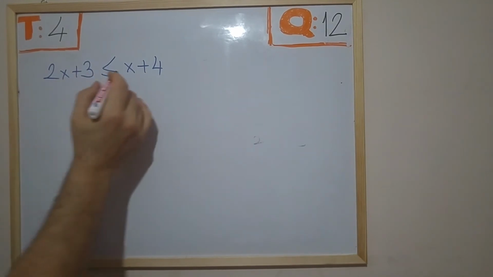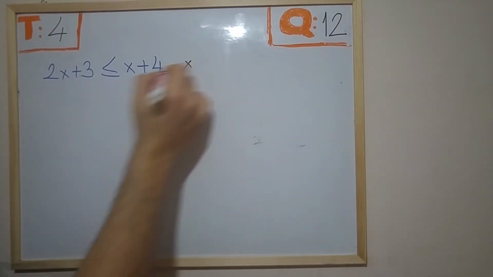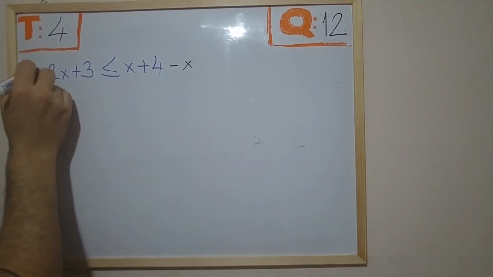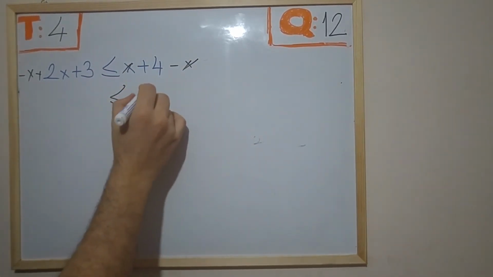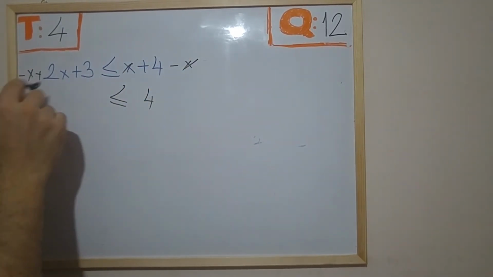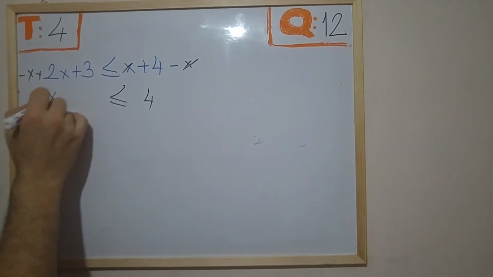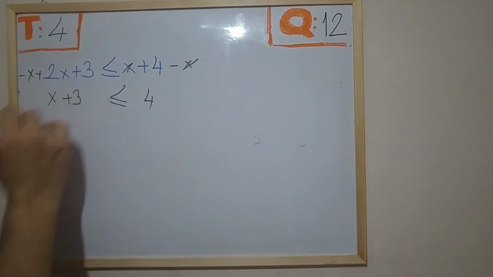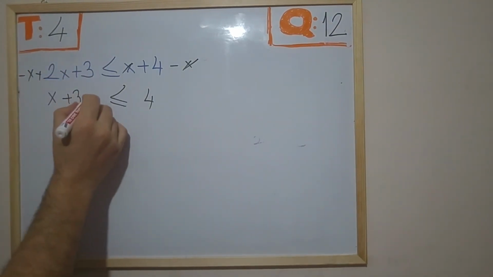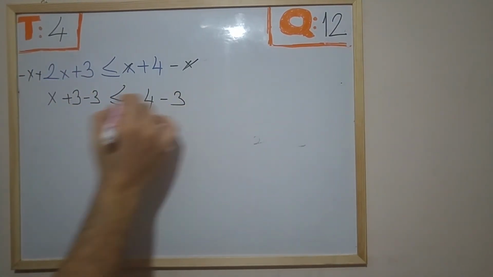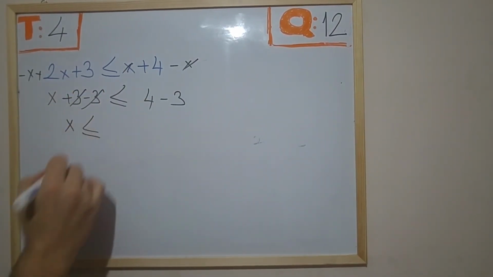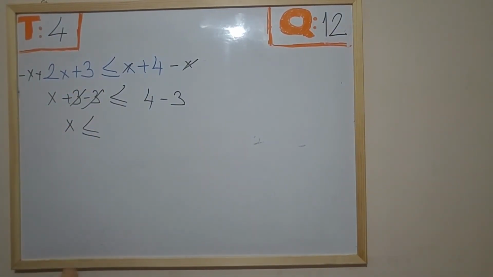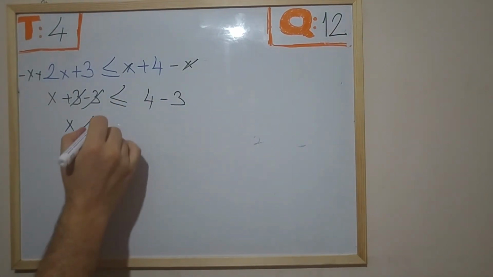Let's get rid of this x here so that we subtract x from both sides. X gone here, so that we have 4, and here we have 2x minus x is equal to x plus 3. Now let's get rid of this 3 too by subtracting 3 from each side, and we have x is less than or equal to 4 minus 3, 1.